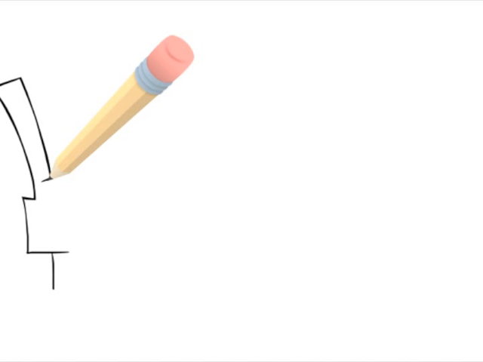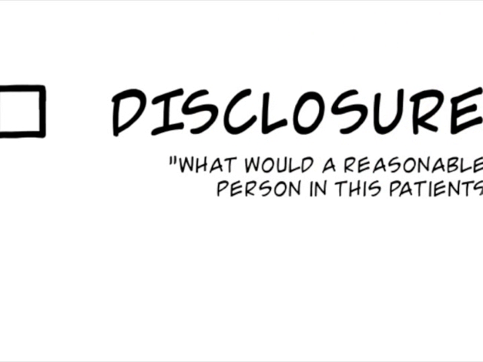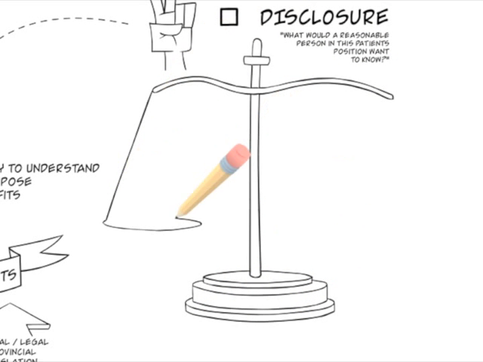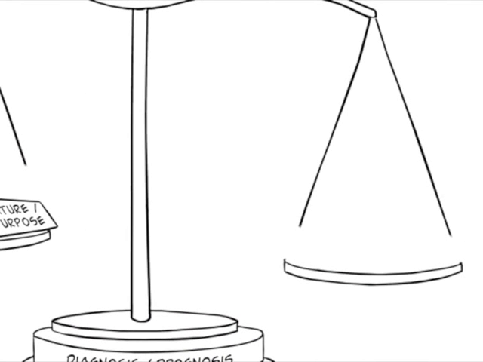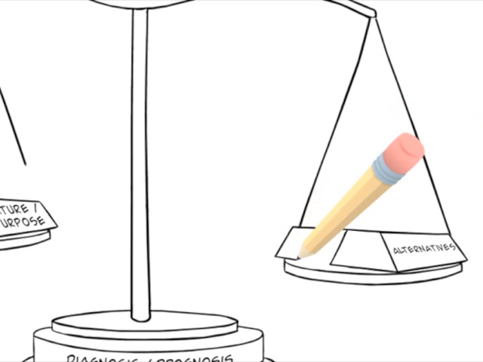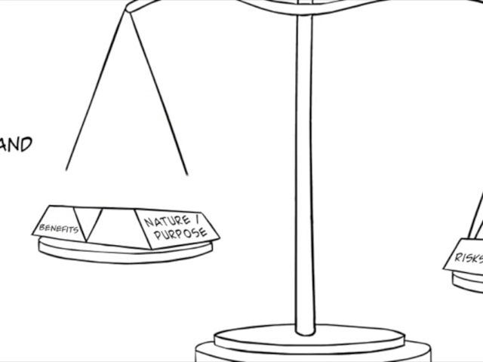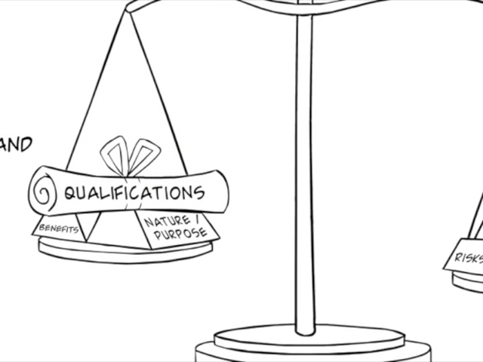The second aspect, finger number 2 as it were, is disclosure. When it comes to disclosure, the minimum standard in Canada is what would a reasonable person in this patient's position want to know. We need to consider what the patient wants and needs to know about the condition for which the treatment is proposed, the nature and purpose of proposed treatments, including relevant alternatives, the potential risks in undergoing each of those treatment options, including possible harms and side effects, the potential risks and benefits in not having treatments, and the qualifications and experience of the health practitioners involved.